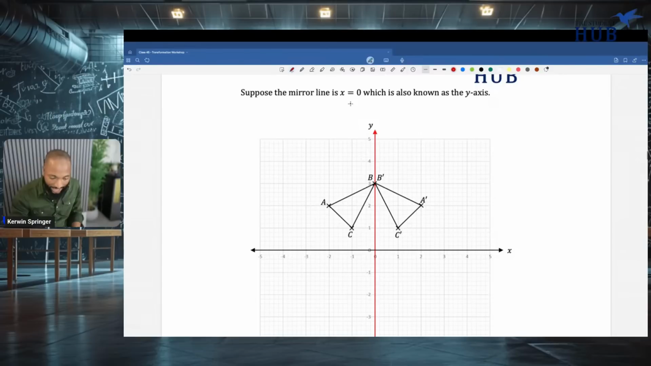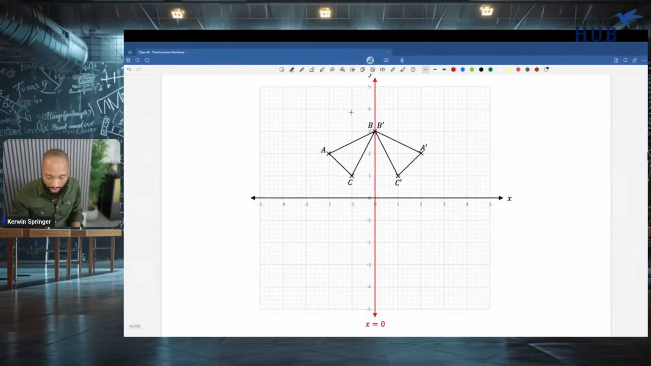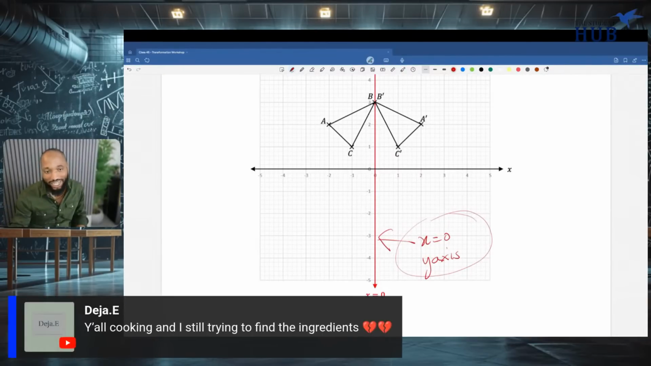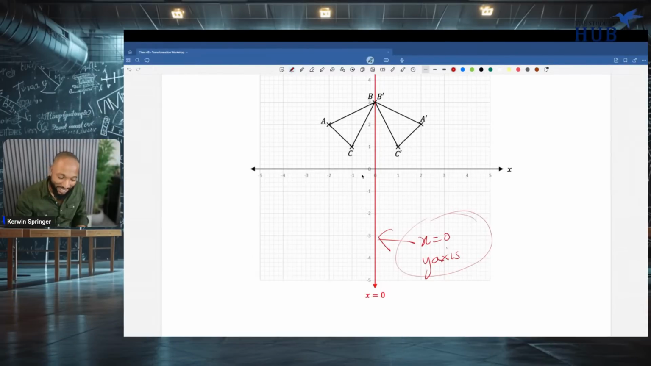In this case, the line x is equal to 0 is also called what? The line x is equal to 0 is the code name for the y-axis. Know that. The line x is equal to 0 is the y-axis.